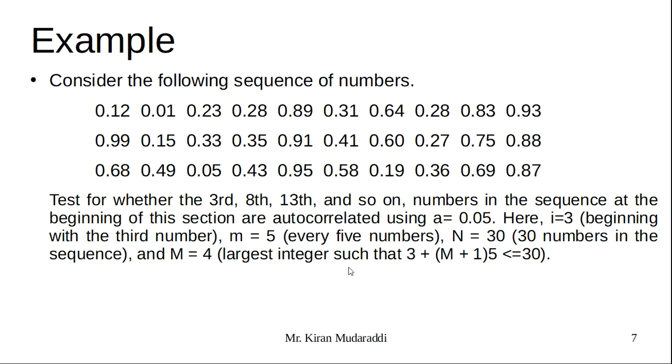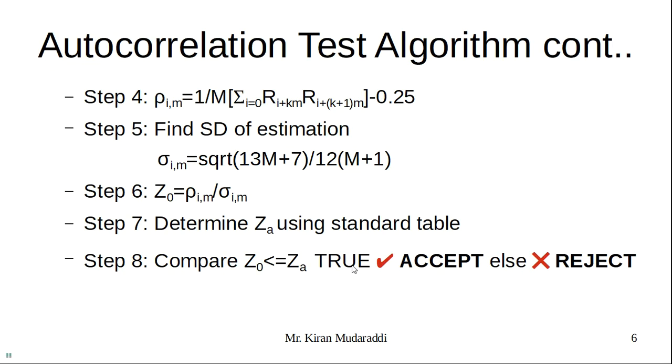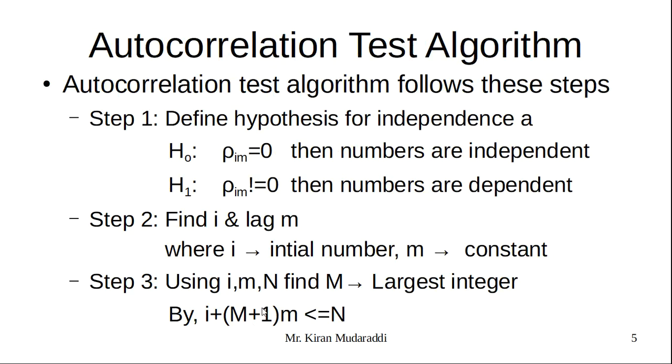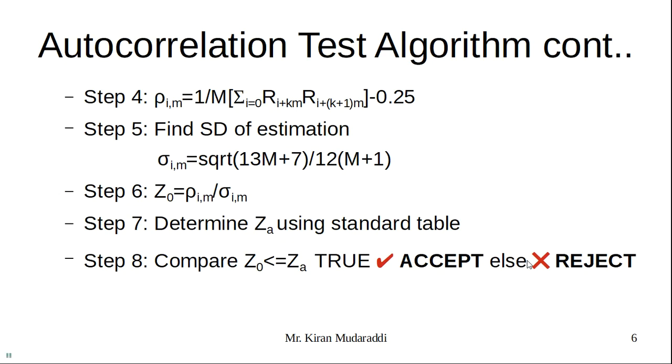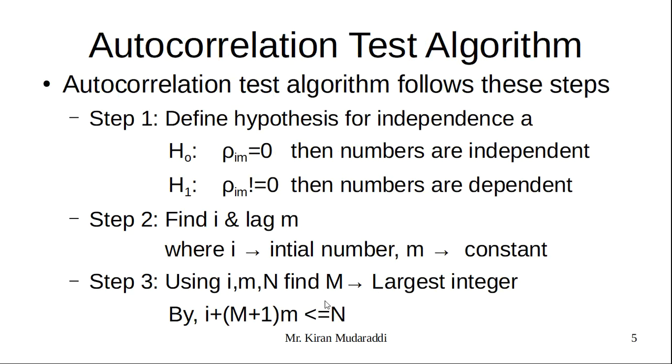And the first condition should follow. In the third step, i plus (m plus 1) into m. Here, the i value is 3, the m value is given as 4. 4 plus 1 is 5, 5 into 5 is 25, 25 plus 3 is 28. 28 is less than 30. So the condition holds good, that is step 3.